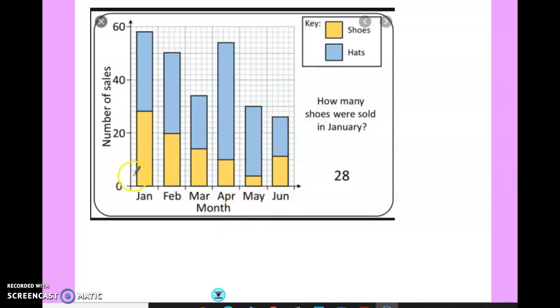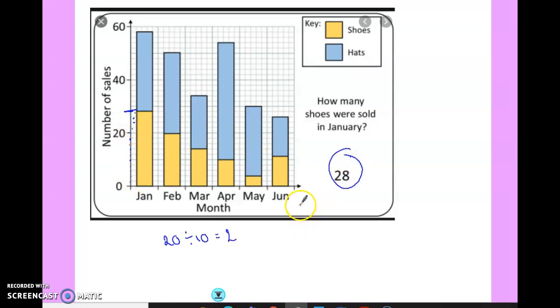Before we answer that question, let's have a look at our scale. Let's see what we're going up in. There's 1, 2, 3, 4, 5, 6, 7, 8, 9, 10. 20 divided by 10 gives us 2, so each line is worth 2. So now we can answer our question. How many shoes were sold in January? Shoes is the orange one, it's this one here. So we're going to this line here, it's 20, 22, 24, 26. And that's where the 28 comes from.